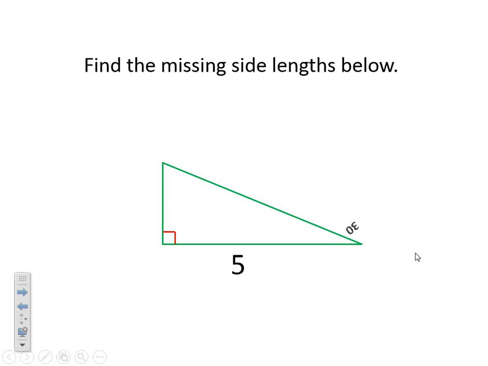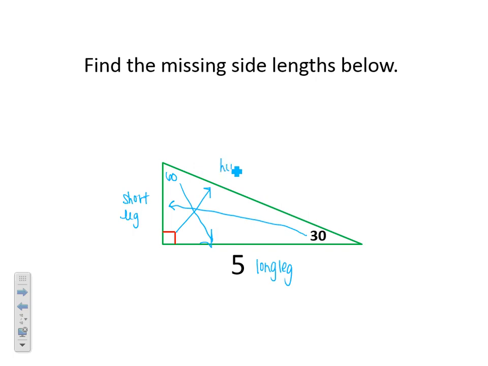We have a triangle, and I want you to find all the missing side lengths. So we know this is 60. So this is our long leg. We know this is 30, which is across from the short leg. We know the 90 is across from the hypotenuse. So we are looking for the hypotenuse, which is h, the short leg, which I'll just call s, and then we know the long leg.